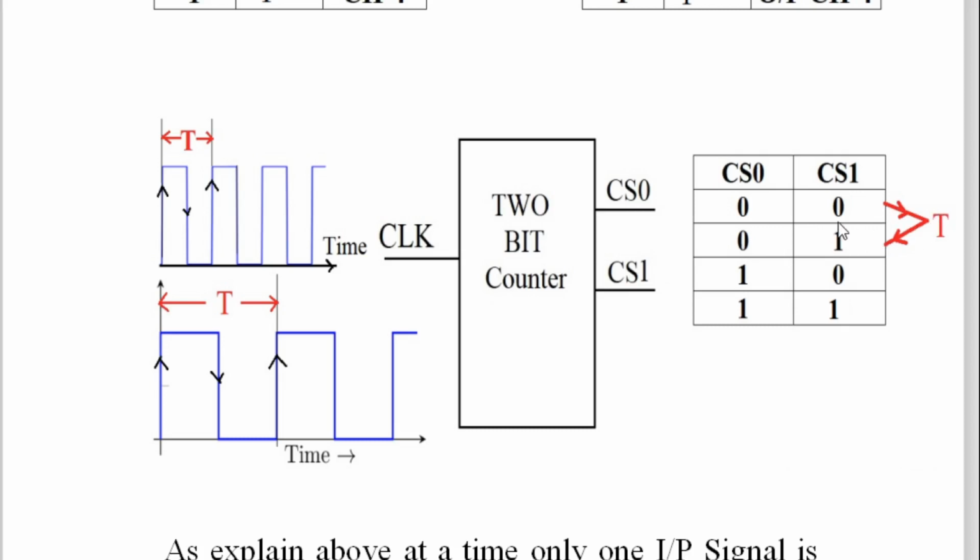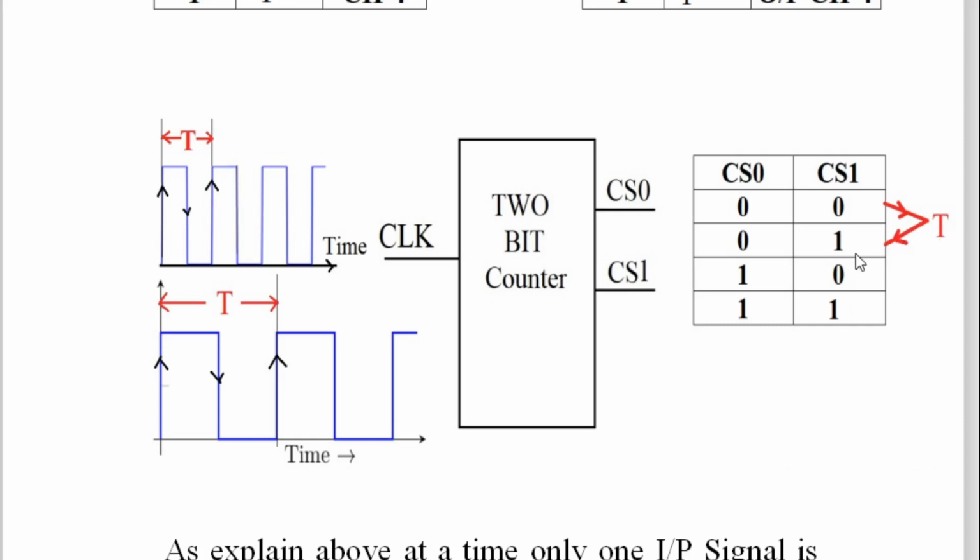See how long the output status of the 2-bit counter remains in 00. It remains for the time period t. This time period t is very small. After time period t, it will go from 00 to 01, and it will remain in 01 again for the next same time, that is time t.